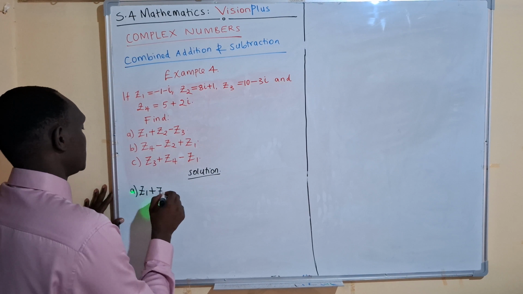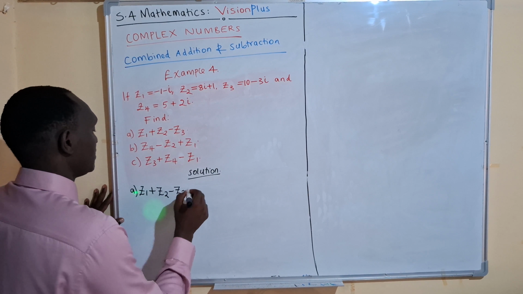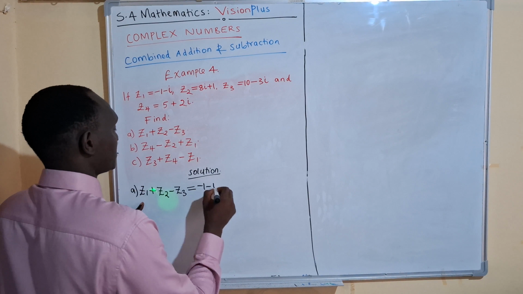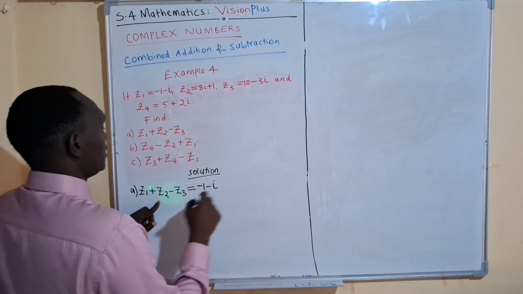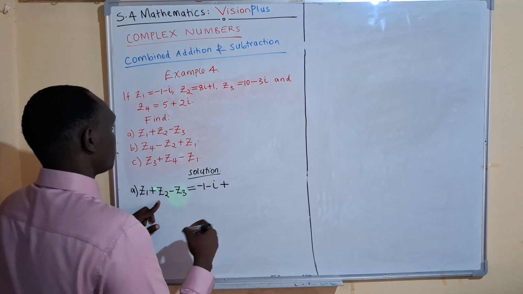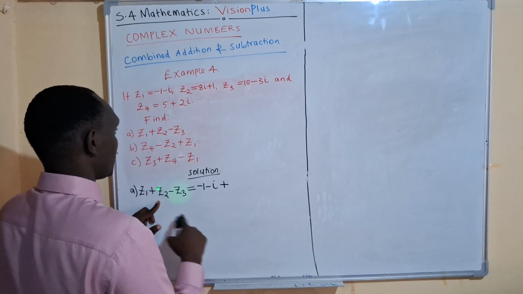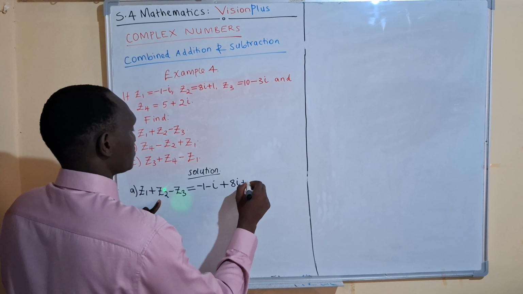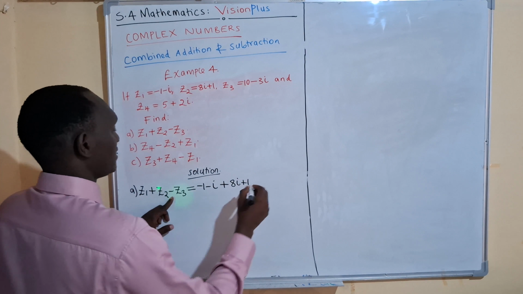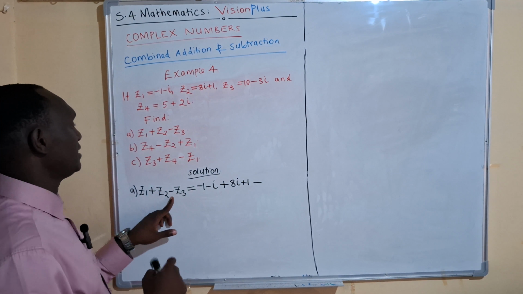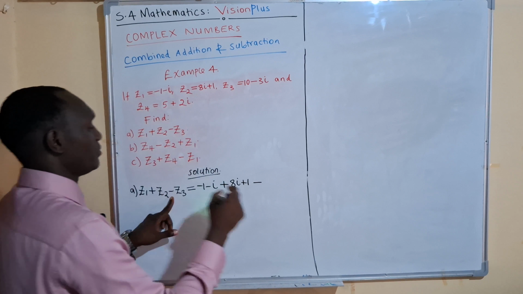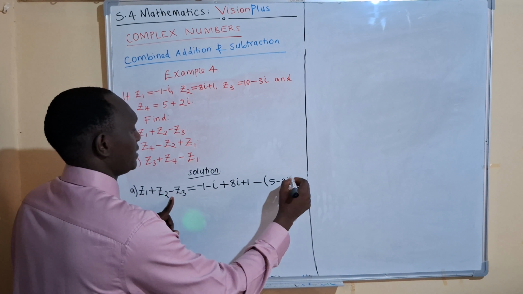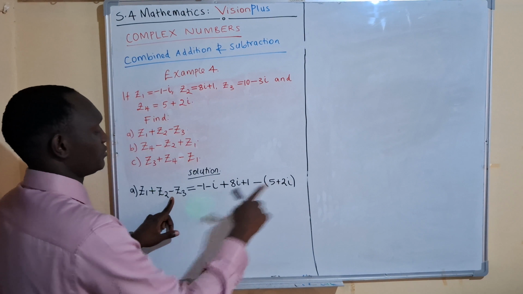z1 plus z2 minus z3 equals, let's substitute for z1. What is z1? z1 is -1 minus i, plus z2. Since it is a plus, there is no need for us to keep the brackets, so we can add without the brackets. So plus 8i plus 1. Then we are subtracting z3, minus, what is z3? Since there are two terms, we need to keep the brackets. So that we have here 5 minus 2i. It's actually plus 2i. It's 5 plus 2i.